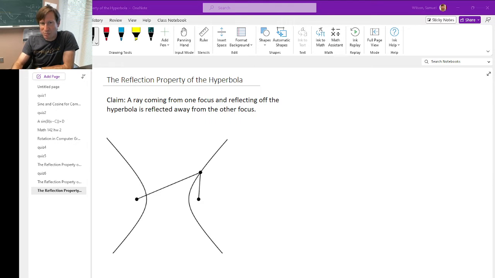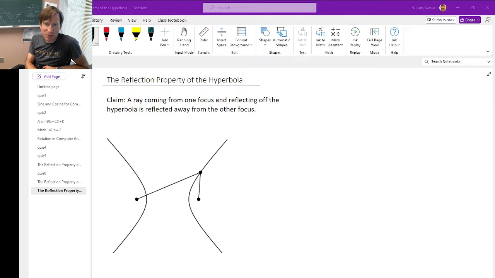When working with hyperbolas, we think we noticed a reflection property for the hyperbola that is similar to the reflection property for the ellipse and the parabola. What we think we noticed is that a ray coming from one focus of a hyperbola and reflecting off of the hyperbola is reflected away from the other focus.